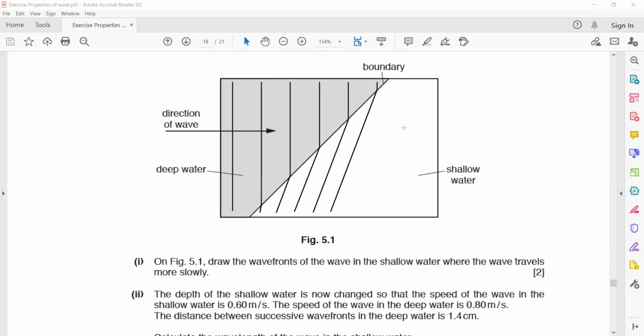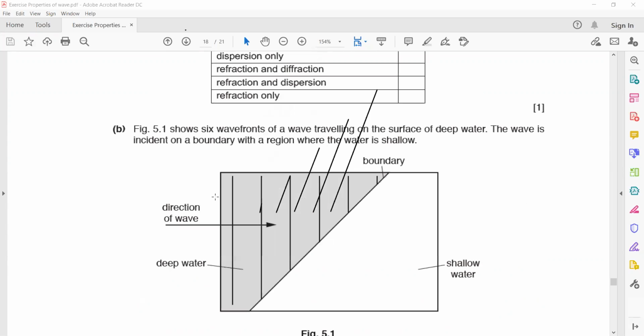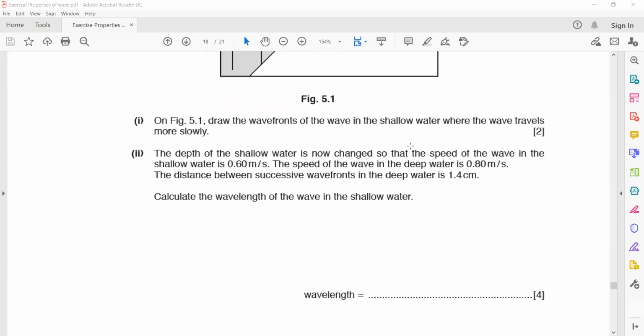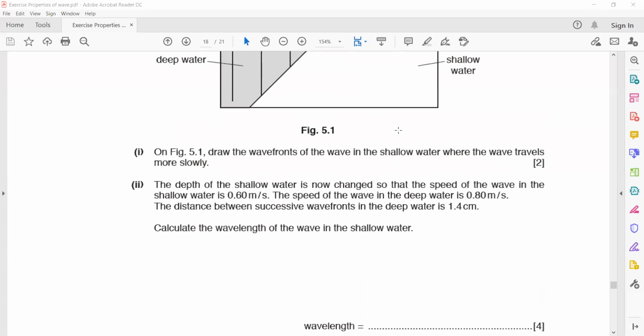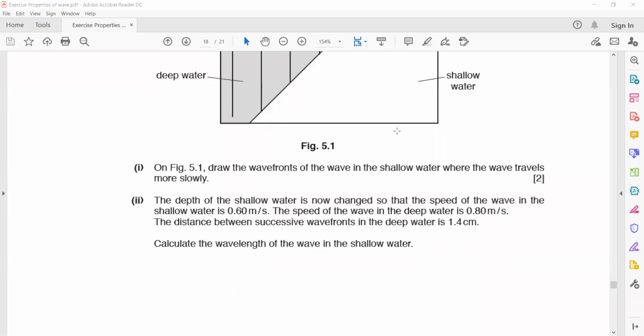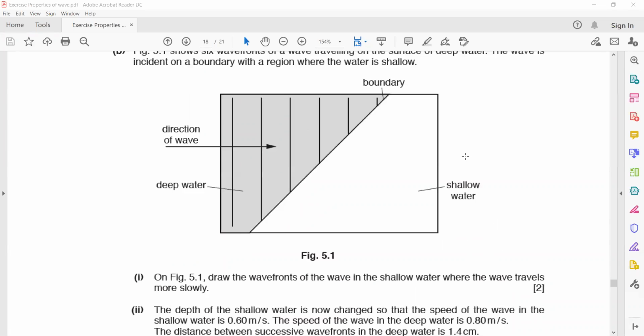In 7, this was 7b. Then next part, the depth of the shallow water is now changed so that the speed of the wave in the shallow is 0.6. The speed of the wave in the deep is 0.8. And the distance between the two successive wavefronts is 1.4. Calculate the wavelength. So how to calculate the wavelength?